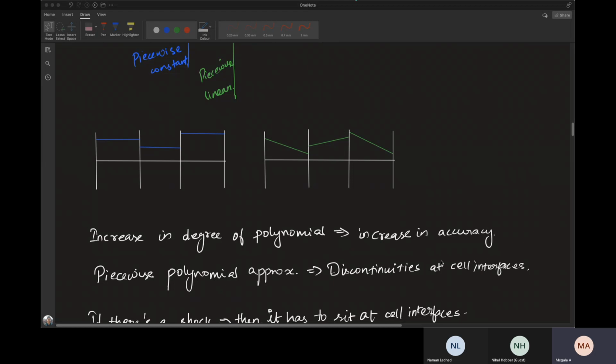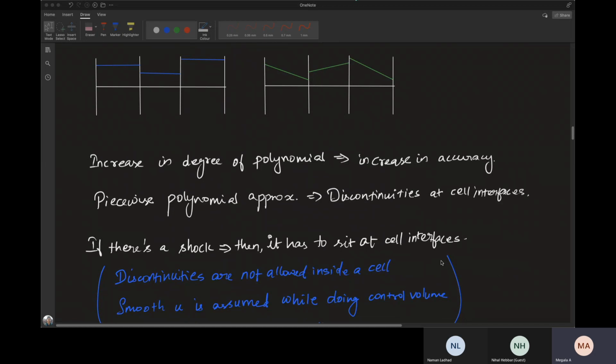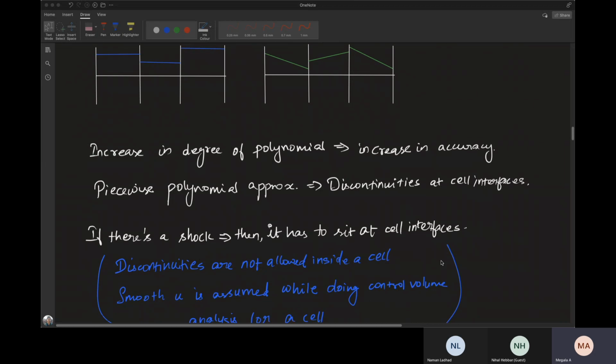So increase in degree of polynomial will always increase your accuracy. Now piecewise polynomial approximation, as said earlier, will allow for discontinuities at your cell interfaces. But suppose you have a shock or some kind of discontinuity in your physical problem itself, then that discontinuity has to sit at the cell interfaces and not inside the cell itself.